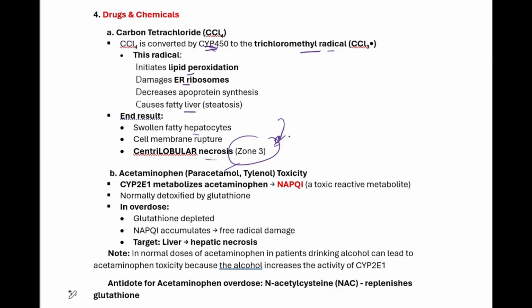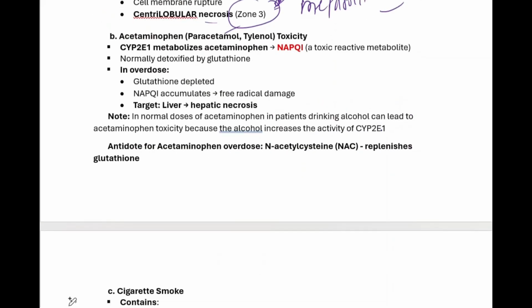And that's why zone 3 is more prone to what? Metabolites. So when they're exposed to metabolite toxin, that is going to damage what? Zone 3. Remember, we also spoke about zone 3 when we did hypoxia. We said that zone 3 is also more prone to what? Hypoxic injury in the liver, because zone 3 is far from the what? Blood supply.